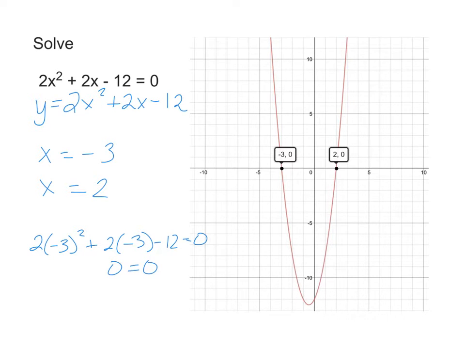So that one works. And then you could test the other one by filling in 2. And that gives you a 12 minus 12, 0 equals 0 again. So both of those numbers satisfy that equation. Both of them, when you fill them in, give you 0. This part down here, you don't necessarily have to do.